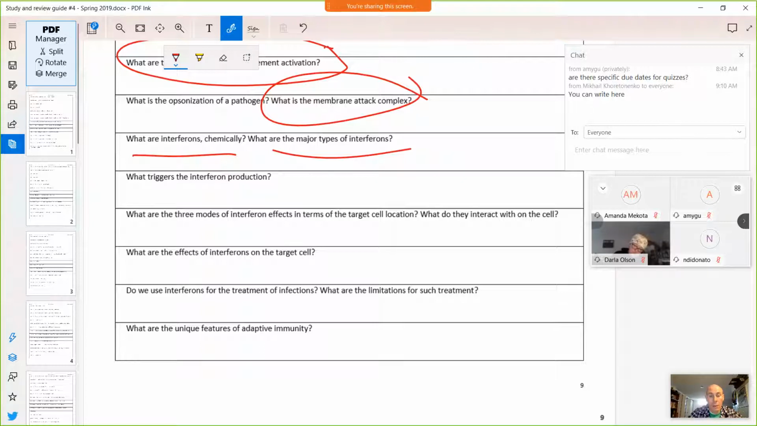And on the cell, they interact with the receptor. That's important because they are proteins. They can't cross the membrane, so they have to interact with the cellular receptor. And the effect that interferons produce on the target cell is that they basically warn it that infection is somewhere in the body. So they stimulate various antiviral, antibacterial responses in the cells.